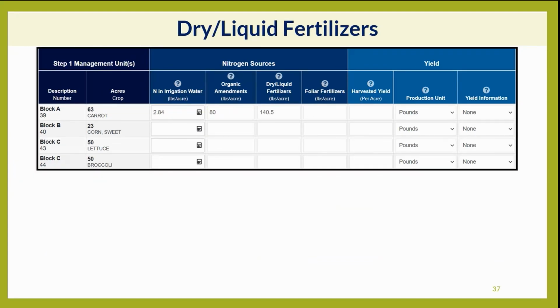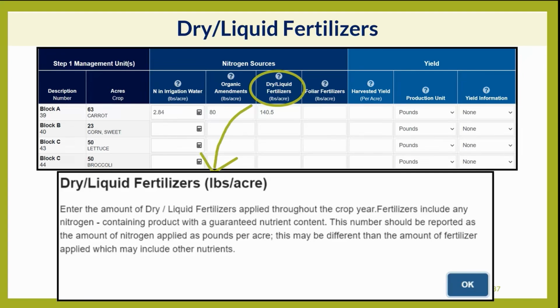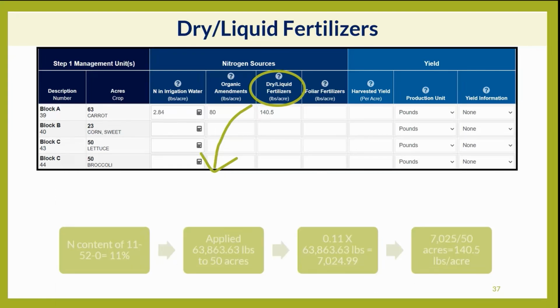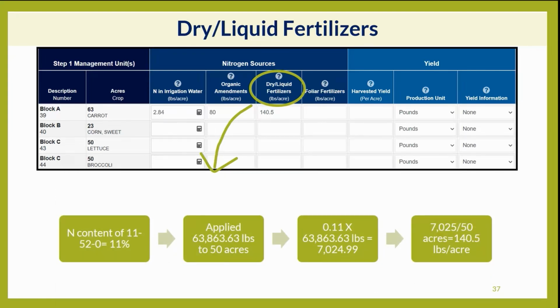And then next is your dry and liquid fertilizers. This is also one where it's important to know if you're using dry or liquid. If you are using liquid, you'll need to take into account the density, the weight of the liquid fertilizer. But essentially, what we want to do is make sure we know how much nitrogen is applied, not how much product is applied. Here we've got an example of using 11-52-0.